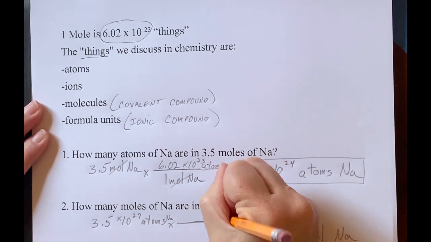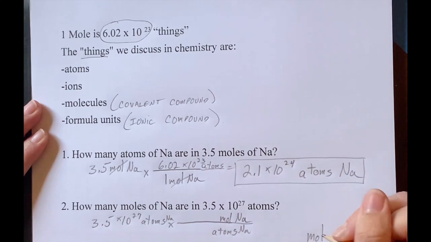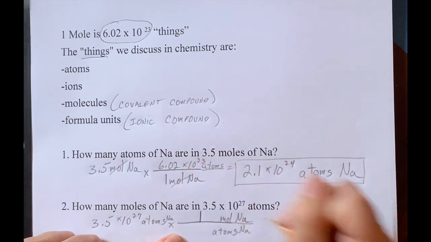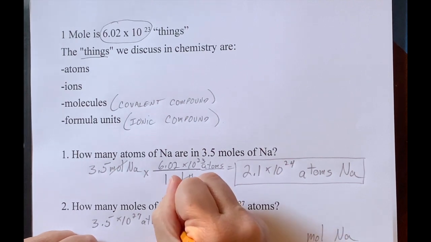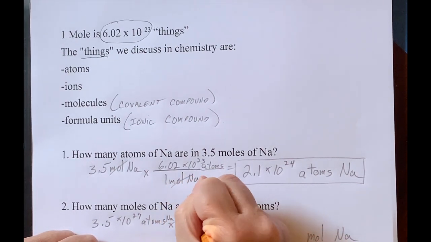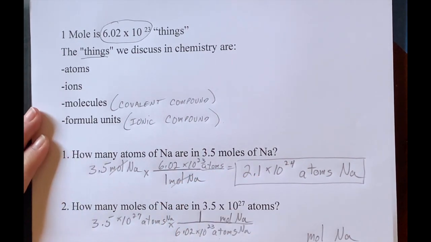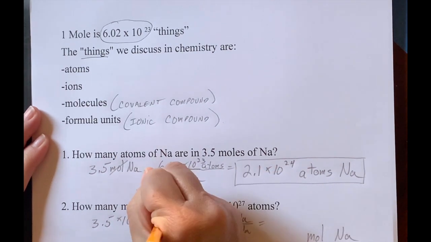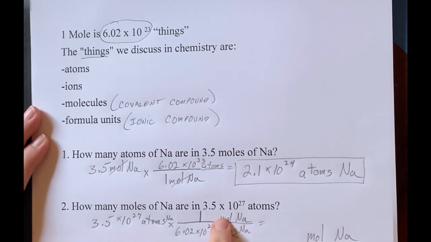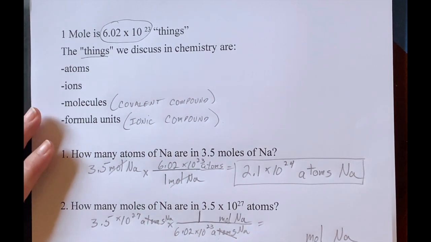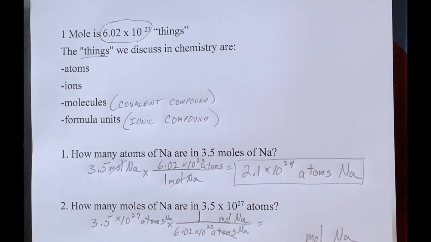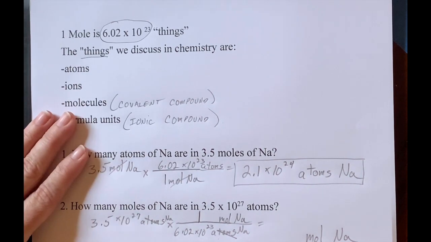I am going to go to moles of sodium, so they're going to go in the top. Remember, 1 mole has 6.02 times 10 to the 23rd atoms in it, okay? So your atoms have now divided out. You're left with moles. That's what you're looking for. You're going to go ahead, 3.5 times 10 to the 27th times 1, all right, divided by 6.02 times 10 to the 23rd. Always a good idea to practice putting those exponents into your calculator, okay?